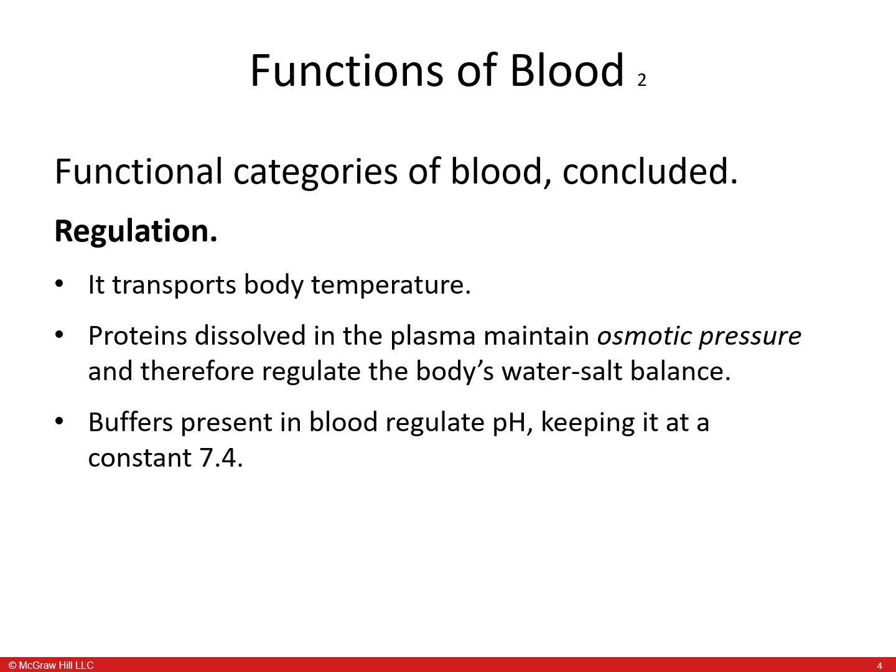When it comes to regulation, it helps to keep a constant temperature. The proteins that are dissolved within the plasma maintain what is called osmotic pressure, and it helps regulate the body's water and salt balance. It also serves as a buffer system, which basically keeps the pH of the blood constant at around 7.4.